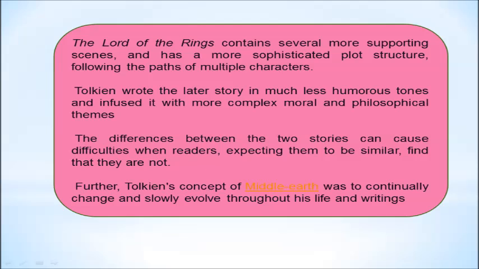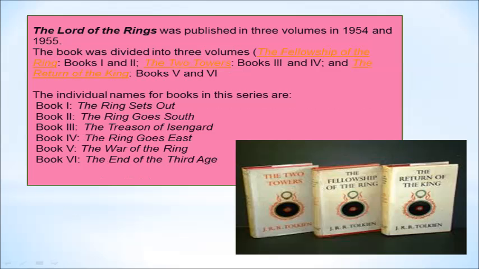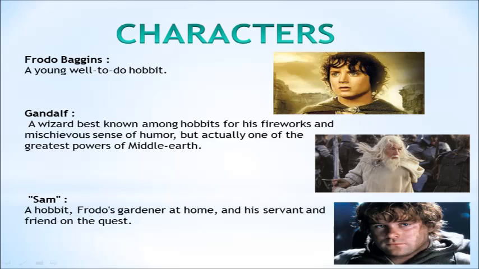And the individual names for the books in this series are: book 1 is The Ring Sets Out, book 2 is The Ring Goes South, book 3 is The Treason of Isengard, book 4 is The Ring Goes East, book 5 is The War of the Ring, and book 6 is The End of the Third Age. So now let's see the characters of this novel.